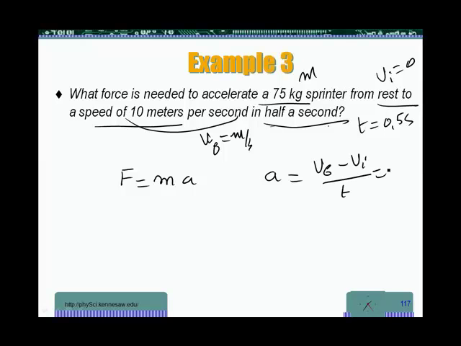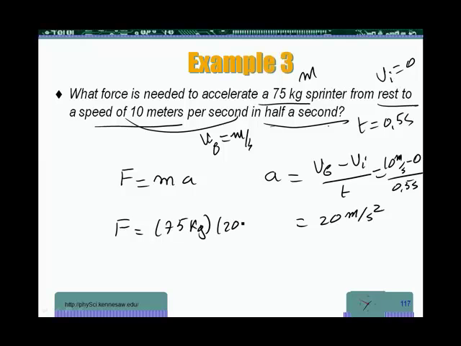In this case, that's going to be 10 meters per second minus 0 over 0.5 seconds. So it's going to be 10 meters per second over 0.5 seconds. That will give us 20 meters per second squared. That's quite a huge acceleration. So F is going to be 75 kilograms times 20 meters per second squared. So that's 1,500 newtons. Okay, let's try another one.